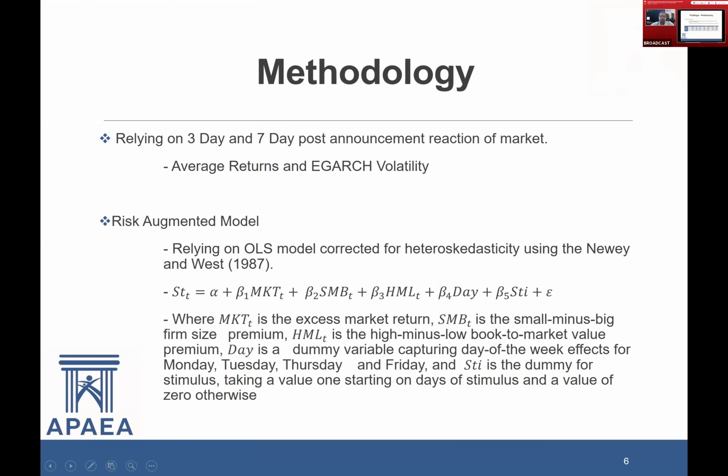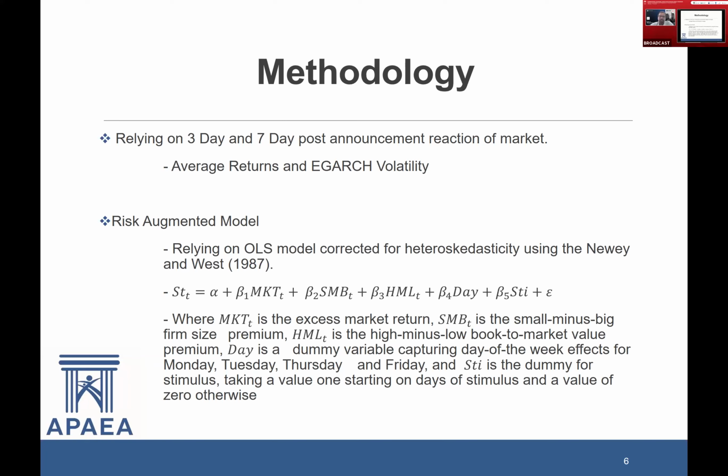Now, the methodology. Once we have all of that data, for our preliminary, or exploratory, results, we relied on a 3-day and 7-day post-announcement reaction of the market. And that has been done through just looking at the average returns and the volatility. For volatility, we have primarily relied on the EGARCH volatility of the market. For the major part of the study, we've used a risk augmented model, relying on an OLS model which has been corrected for heteroscedasticity using the Newey-West 1997 approach.